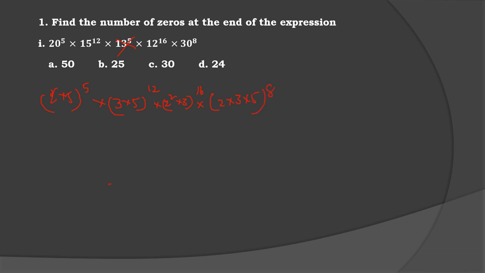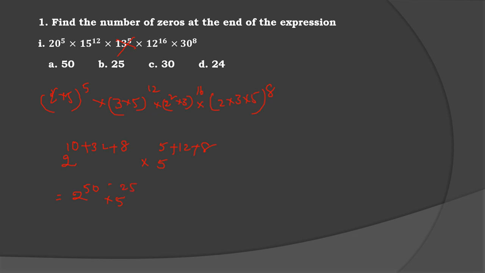Now take only the 2 powers. 2 power 2 times 5 is 10, plus the next, 2 times 16 is 32, plus here it is 8. Next take the 5 powers. 5 power 1 times 5, plus 12, plus here it is 5 power 8, that is 8. Finally it equals 2 power 50 into 5 power 25.